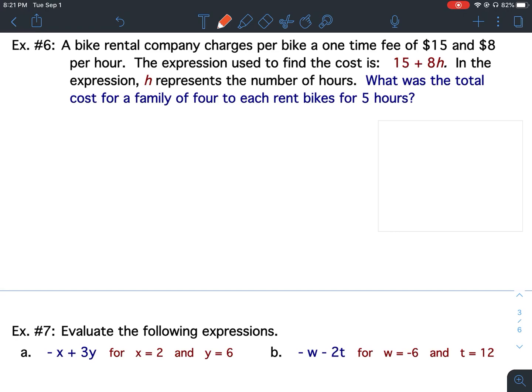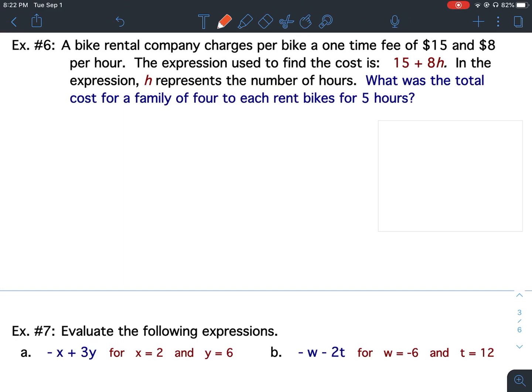bikes for 5 hours? So you go to rent a bike, and I'm not sure if any of you have ever done this before. We rent bikes at the beach sometimes, but there's some places where you pay a certain fee no matter what. So in this case, it doesn't matter how many hours you rent the bikes for, you're going to pay $15. If you only rent them for 1 hour, you're going to pay the $15 plus the $8 for that hour. Or if you rent them for 2 hours, you would pay the $15 and then 8 times 2 is 16. You would add that together, and so forth.